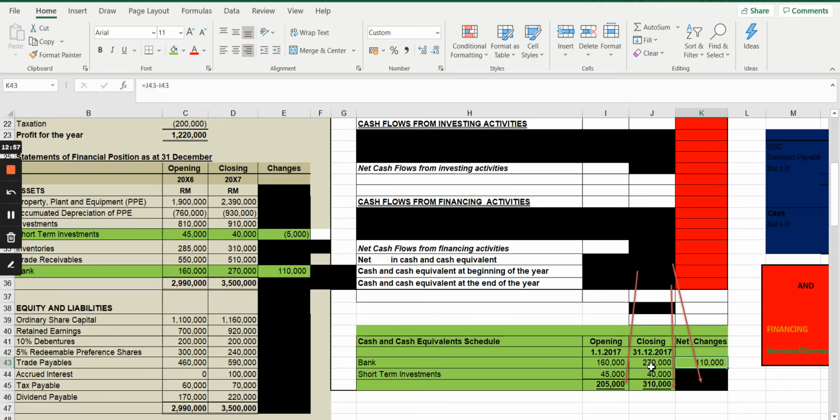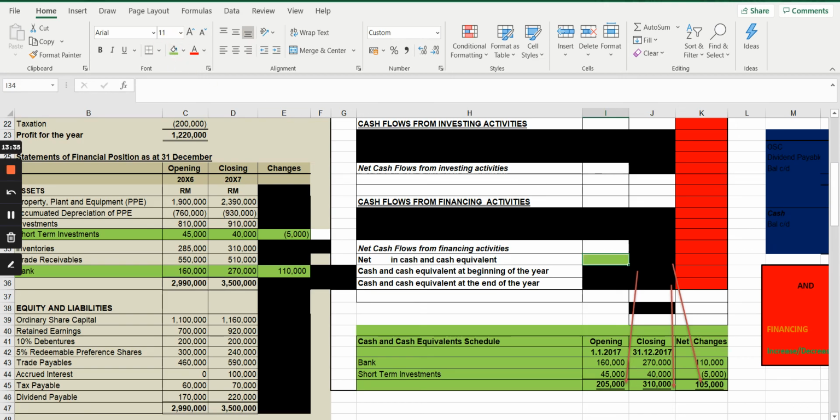item there, you compare 270 with 160. So the change is 110. At the end of the year, the net change coming from the bank account is 110. The one coming from the short-term investment is 5,000, a decrease. The one from the bank account is an increase. Then you have the net change, which is a net increase. So that net increase will have to be put here.